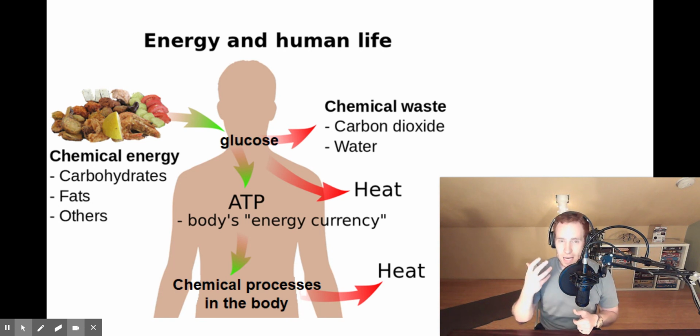So we eat that, it comes into our body, and then our body basically burns it and converts the energy that it contains into ATP. You can kind of think of that as the body's energy currency, right? And then we use that ATP to do whatever we need to do.